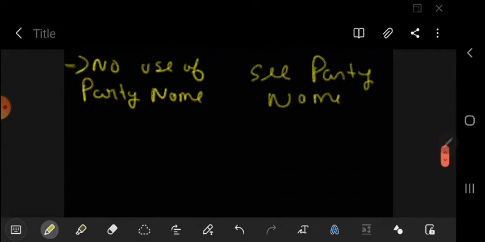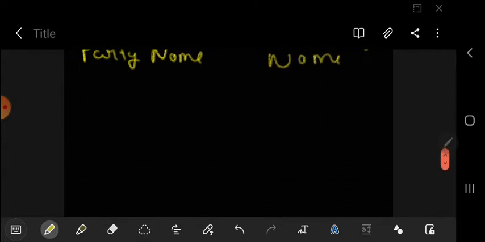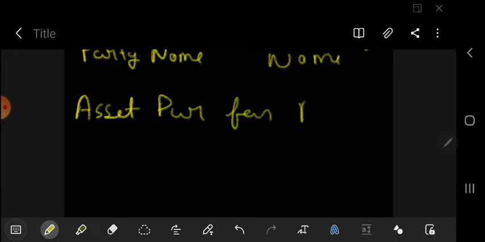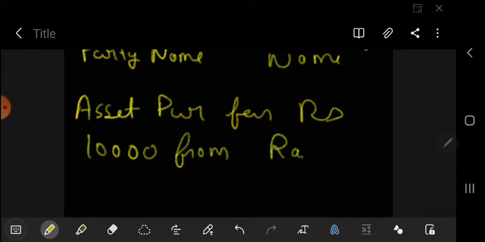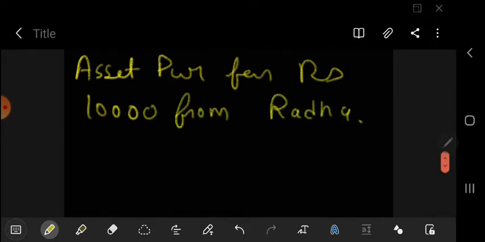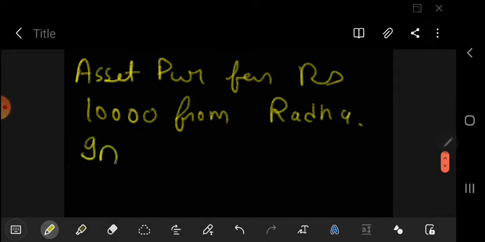Sometimes it happens like, asset purchased for rupees 10,000 from Radha in cash. Okay, asset purchased for rupees 10,000 from Radha in cash.